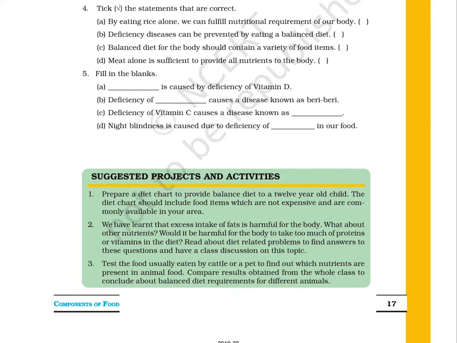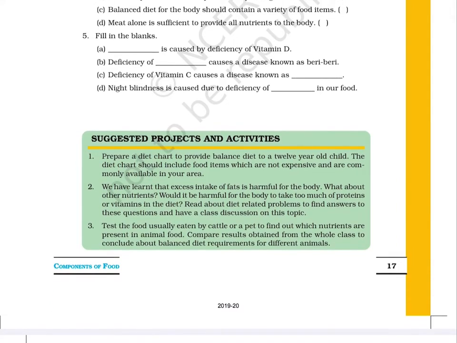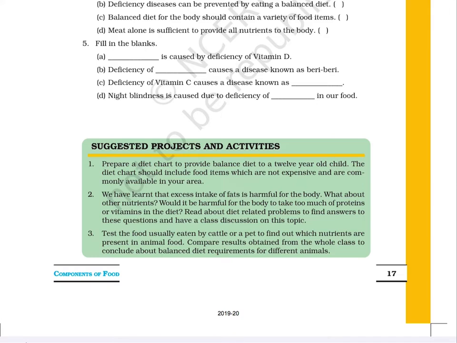3. Test the food usually eaten by cattle or a pet to find out which nutrients are present in animal food. Compare results obtained from the whole class to conclude about balanced diet requirements for different animals. The chapter 2 of total 16 chapters of the book ends here.